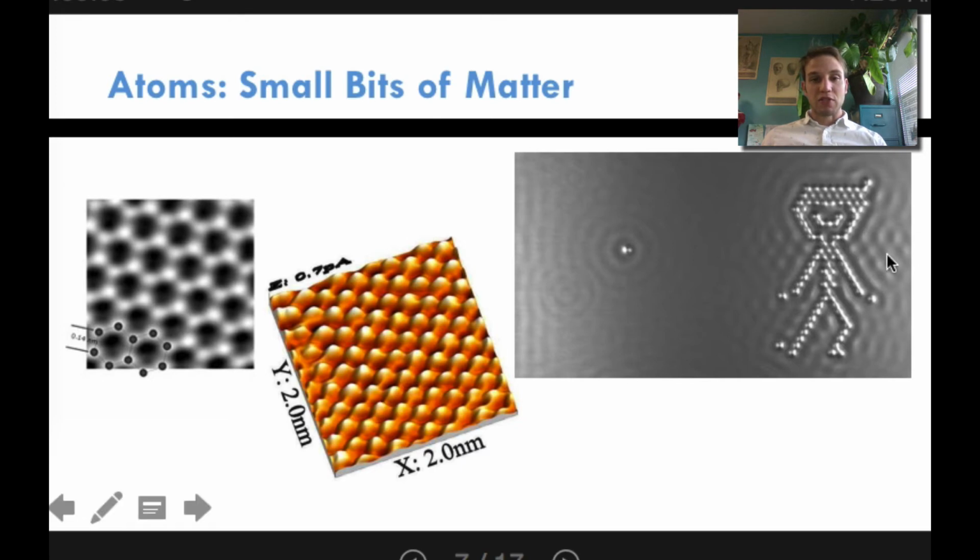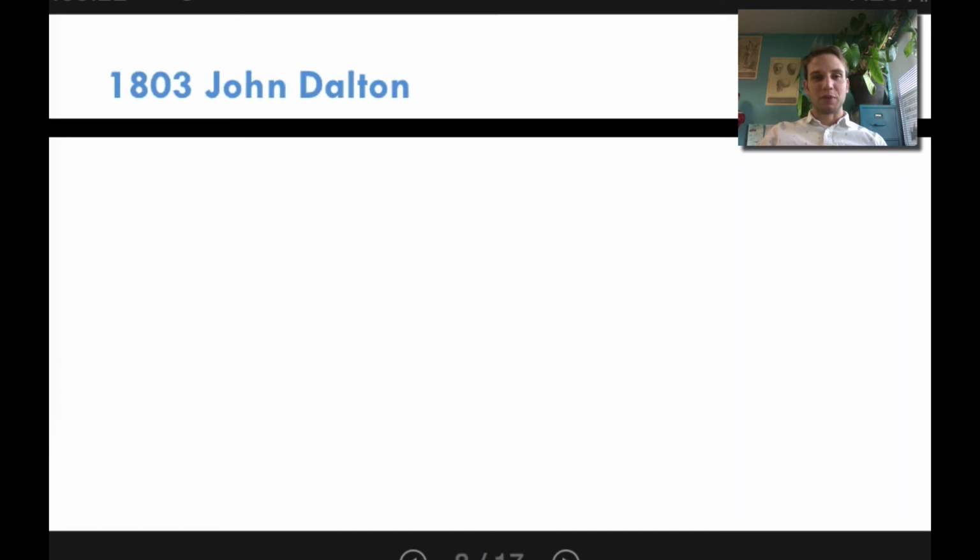And IBM actually started this process, or was the first company to actually be able to see these individual atoms. And this technology existed in the 80s. So that's where this picture comes from. And these are the individual atoms of a material that I don't know what material it is, but pretty cool.